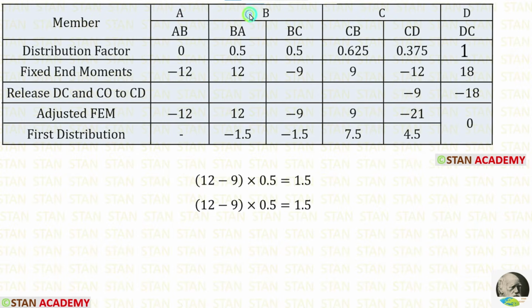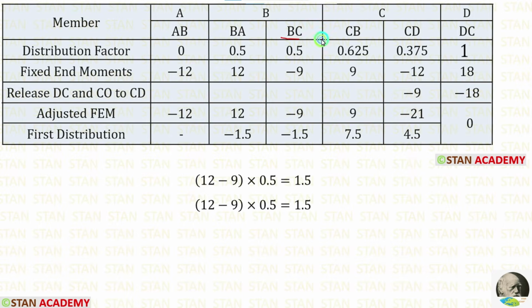First, let us make the distribution in the joint B. Under the joint B, we are having the members BA and BC. For them, we are having the fixed end moments. For making the distribution, we have to add these two fixed end moments and multiply with the distribution factors. First, let us do for BA. For that, we have to add these two values and multiply with the distribution factor at BA. When we do that, we are getting positive value. Since we got a positive value, we have to enter inside the table as negative.